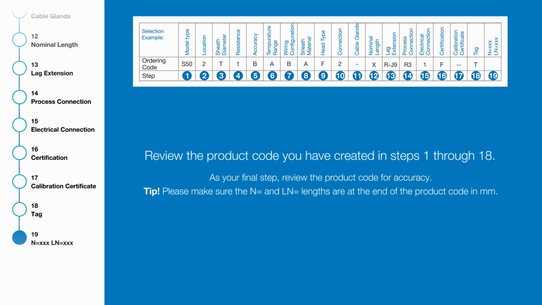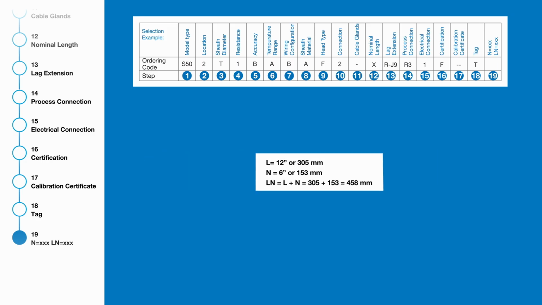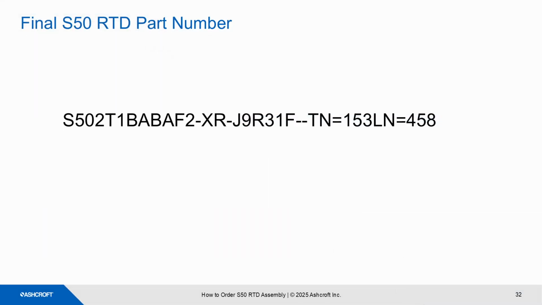Lastly, we're going to review the code that we made and then put the N and the LN dimensions at the end of the code. The final RTD part number for this application is now shown on the screen.